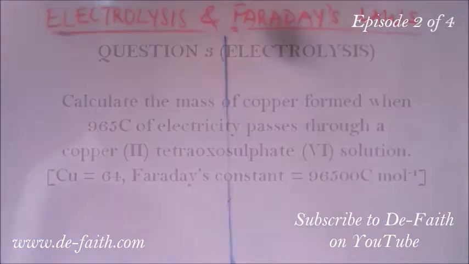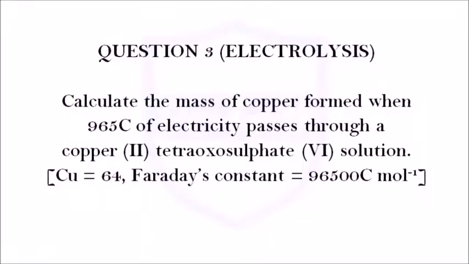Alright, so let's take our first question. Calculate the mass of copper formed when 965 coulomb of electricity passes through a copper 2 tetraoxosulfate 6 solution.